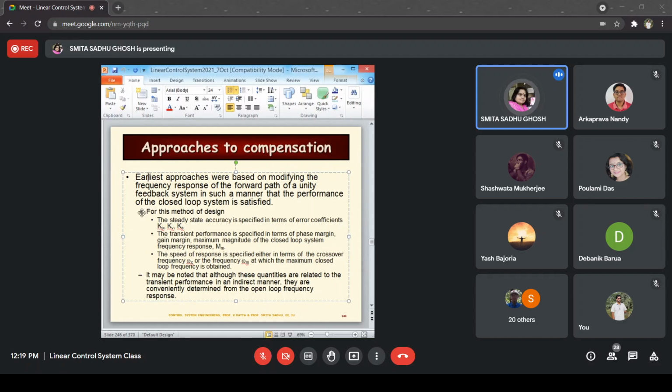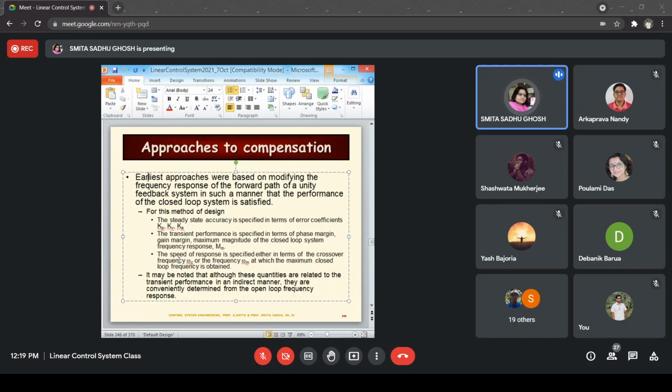For this method of design, the steady state accuracy is specified in terms of the error constants or error coefficients Kp, Kv, and Ka. The transient performance is specified in terms of phase margin, gain margin, maximum magnitude of the closed loop frequency response, etc. And the speed of response is specified either in terms of the crossover frequency or the frequency at which the maximum closed loop frequency response is obtained. We will go into more details of this approach in later parts, that is today itself.